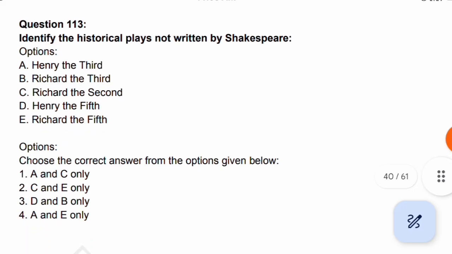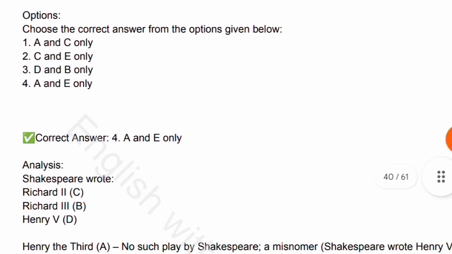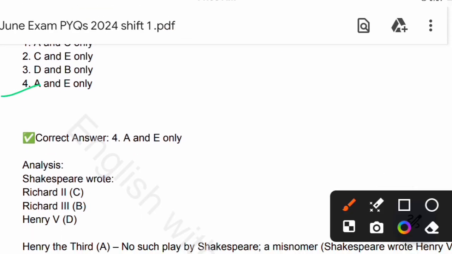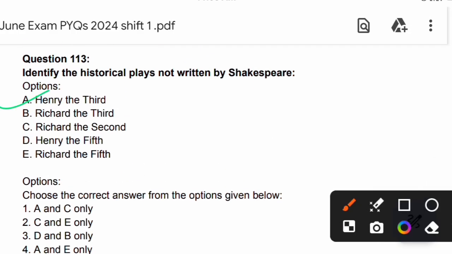See the options. Which plays are not written by Shakespeare? Historical plays. So the correct answer of this question is going to be option 4, A and E only. A and E only. That means A, Henry the Third, not written by Shakespeare, and E, Richard the Fifth.